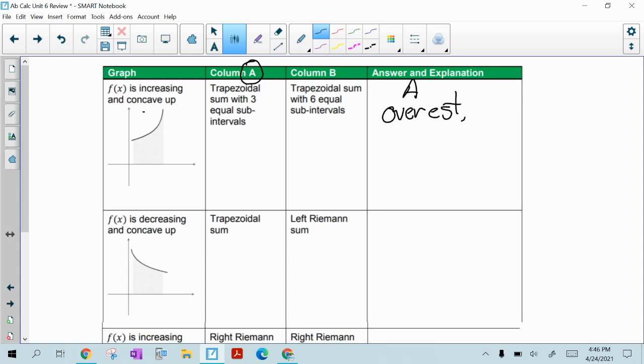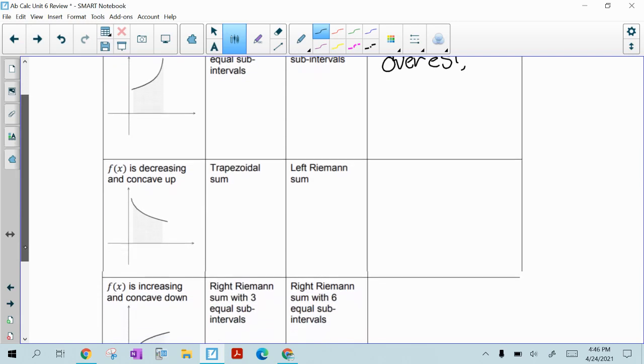It's going to be over by a larger amount, because remember, one of the rules when you're using the LRAM and RRAM and trapezoidal techniques is the larger the number of subintervals, the more accurate it becomes. Okay, please take a second and compare the second one down here, where we're comparing the trapezoidal sum and the left Riemann sum.